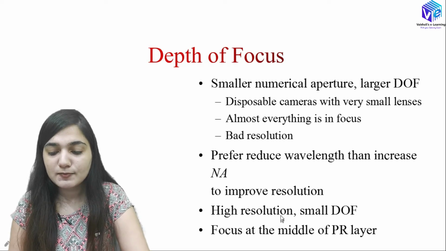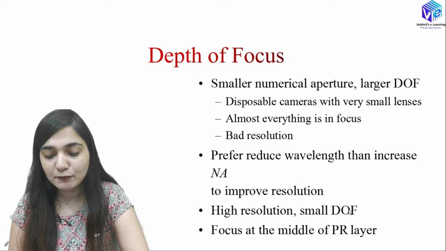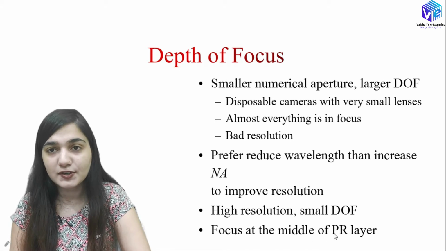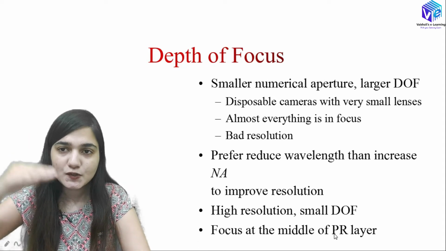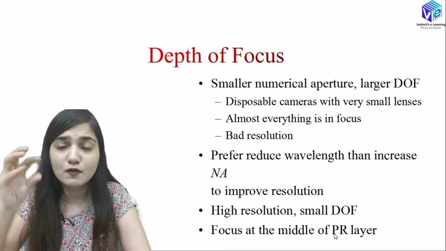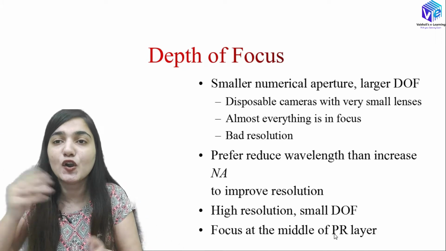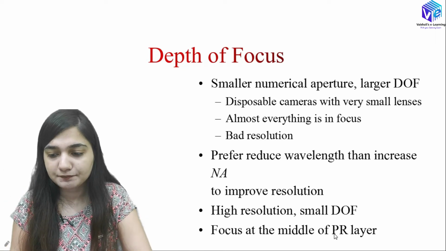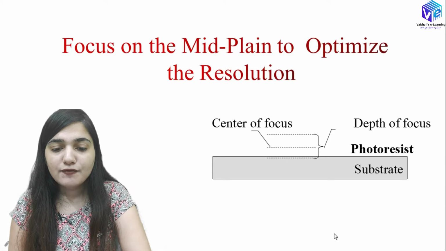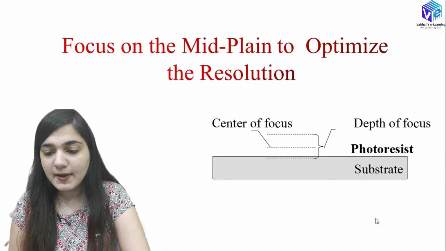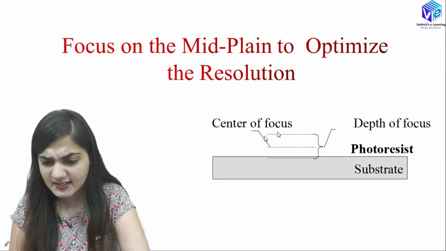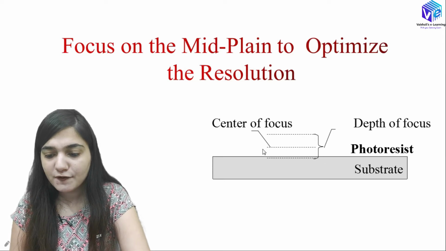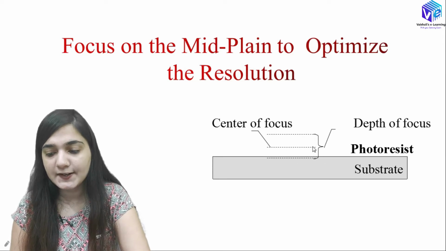High resolution means we have a small depth of focus. So it means the focus should be at the middle of the photoresist layer. We don't want to focus above the photoresist or below the photoresist. We want the focus to lie exactly at the middle of the photoresist layer. So focus on the mid plane to optimize the resolution. You can see here this is the photoresist, and at this point it is the middle of the photoresist. Here I want my center of focus.